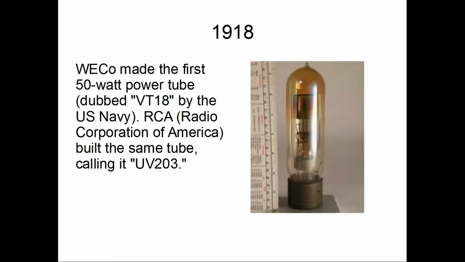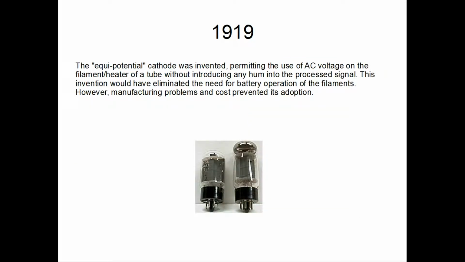Western Electric made the first 50-watt power tube. RCA built the same tube, calling it the UV203. In 1919, the equipotential cathode was invented, permitting the use of AC voltage on the filament heater of a tube without introducing any hum into the processed signal. This invention would have eliminated the need for battery operation of the filaments. However, manufacturing problems and cost prevented its adoption.